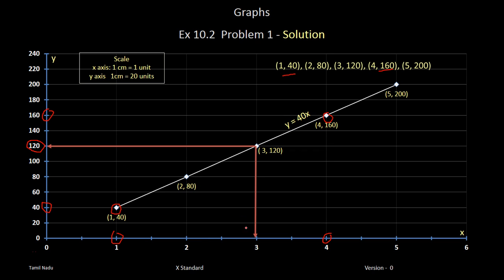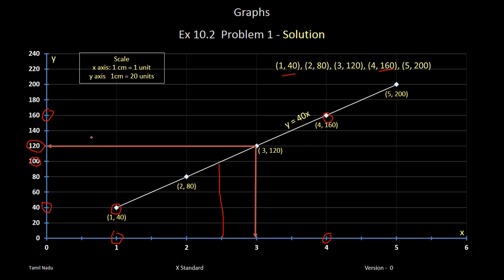Now they ask us to find 2.5 hours. So this is 2 hours, this is 2.5 hours. So from here, you'll have to draw a vertical line. Right? It's not vertical, but it is. Okay, that's the best I can do. So it intersects here. So this leads to 100 kilometers. So 2.5 hours, you would have traveled 100 kilometers. So like that, any value you can find.